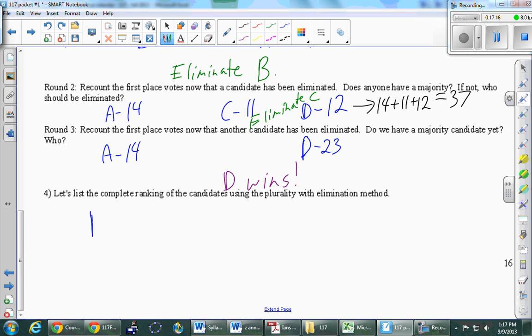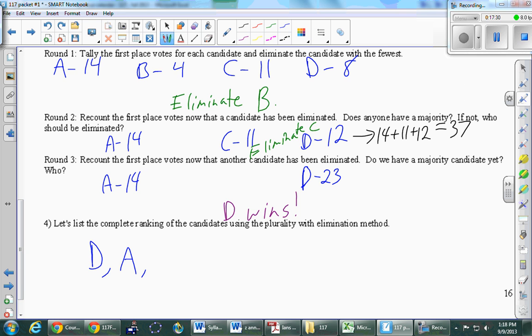Is D, that's easy enough. Who is the second finishing candidate? It's A, it's the other finalist there, right? A didn't win, but A made it to the final round, so it seems reasonable that A would be second. And then C, you're just working backwards in the opposite order they were eliminated. So C, and then the first person eliminated was B, so B has to be last when we do the complete ranking. Does that make sense?